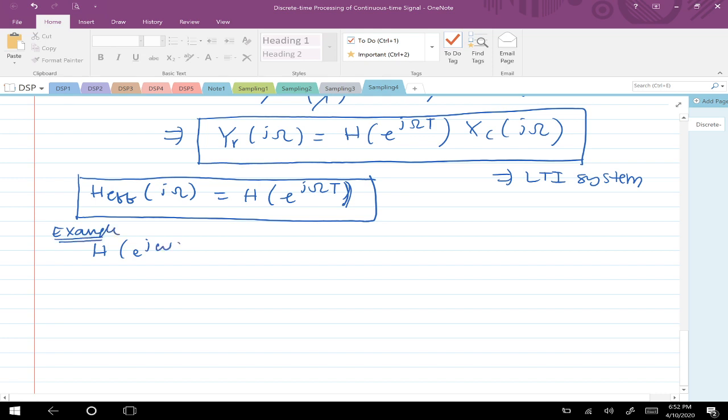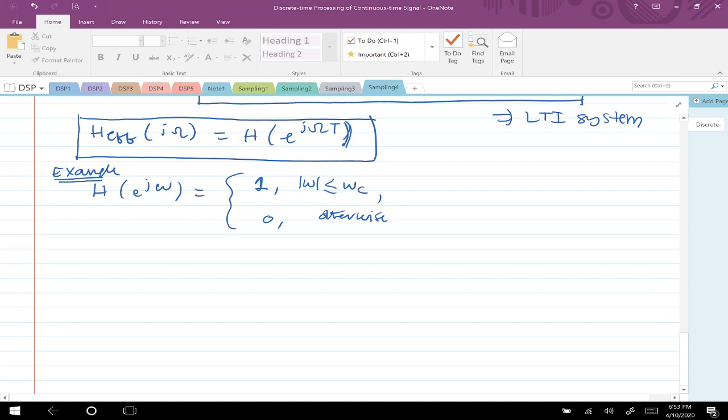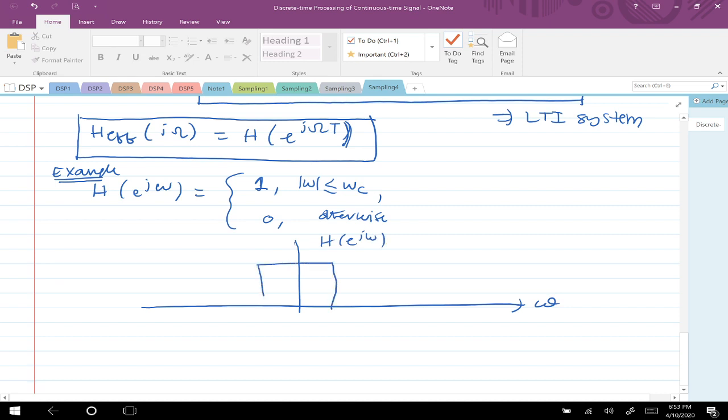Assume that your H of e power j omega is an ideal low pass filter, whose value is 1, and let's take the cutoff frequency at omega c, and 0 otherwise. So let's first plot H of e power j omega. How does it look? This is my omega. Its value from minus omega c to omega c is 1.